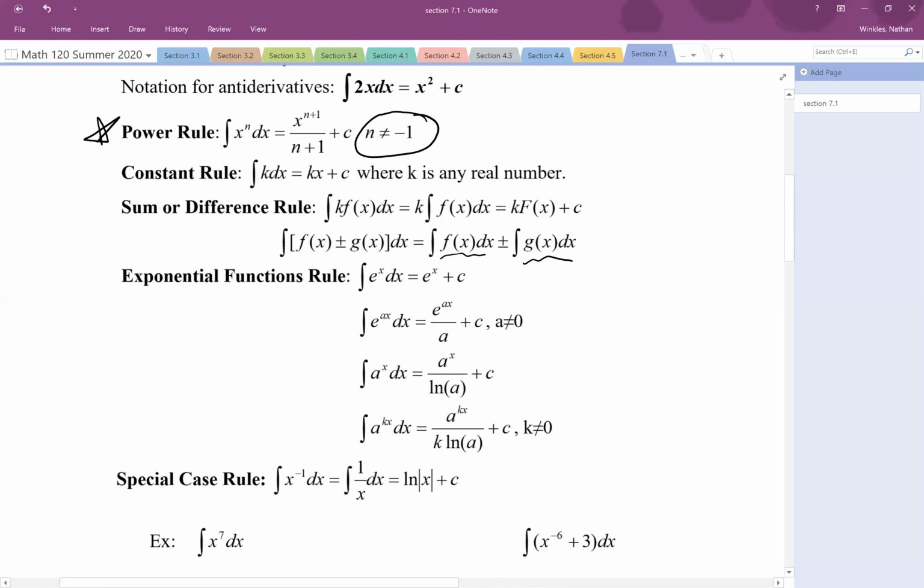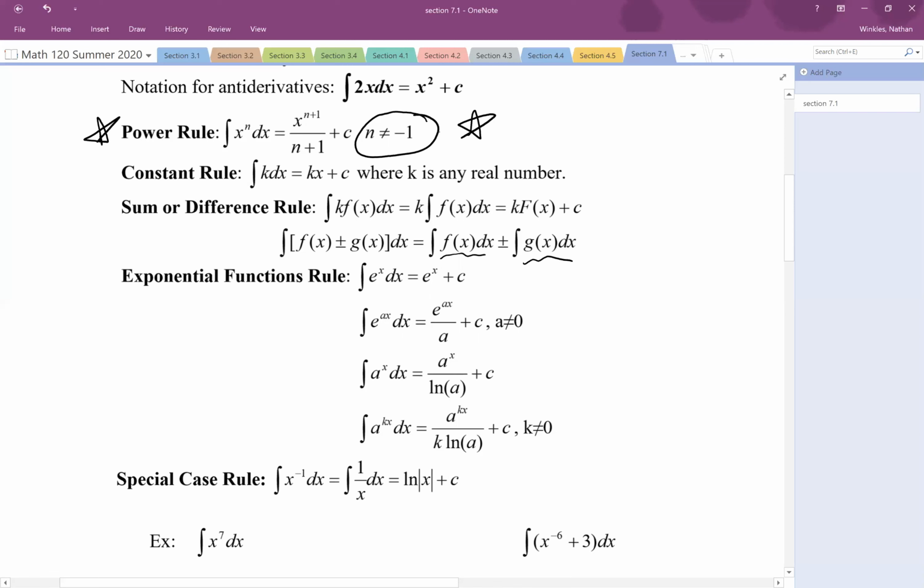Now, a special case rule. The integral of x to the -1 dx is equal to the integral of 1 over x dx. If we integrate this, we cannot use the power rule because n cannot equal -1.